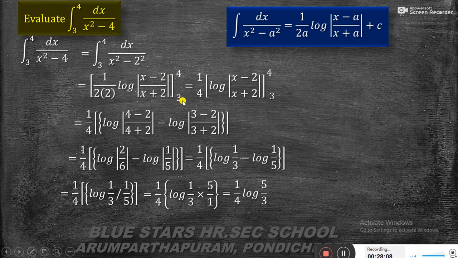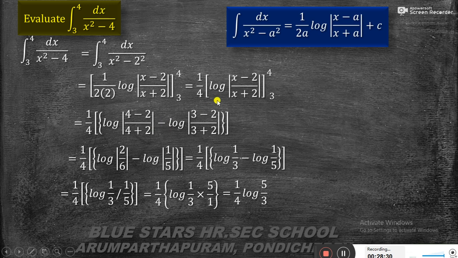Now I substitute the limit 3 to 4. Therefore 1 by (2 into 2), 1 by 4, log of (x minus 2) by (x plus 2) from 3 to 4. In the next step, 1 by 4 into log of, first I substitute the upper limit x equals 4: (4 minus 2) by (4 plus 2).